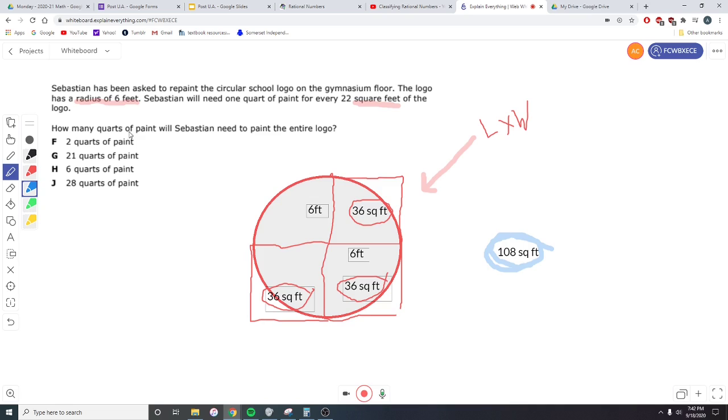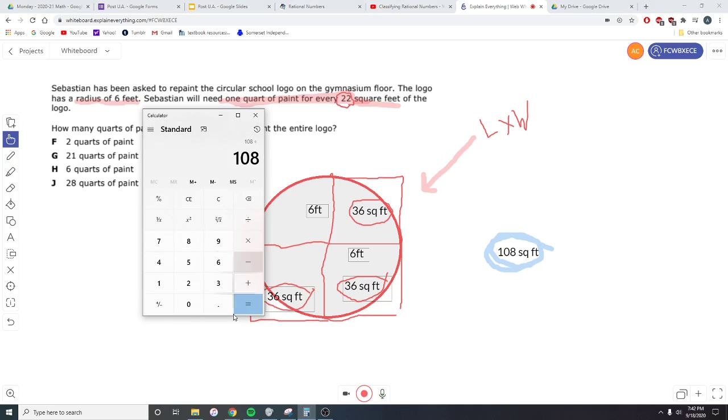The problem is that answer is not a choice. Remember, the question asks how many quarts of paint Sebastian will need. One piece of information we're given is that 1 quart of paint is for every 22 square feet. We need to divide the 108 by the 22 in order to figure out how many quarts are needed. So 108 divided by 22 gives us 4.9090 and it goes on forever.